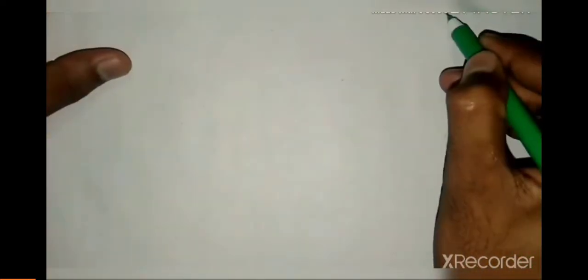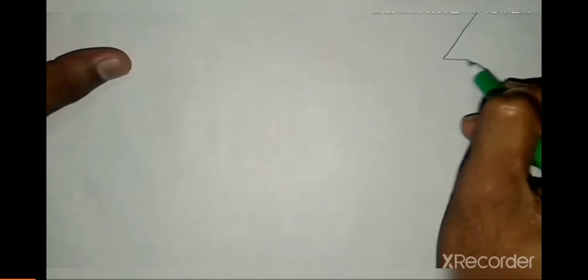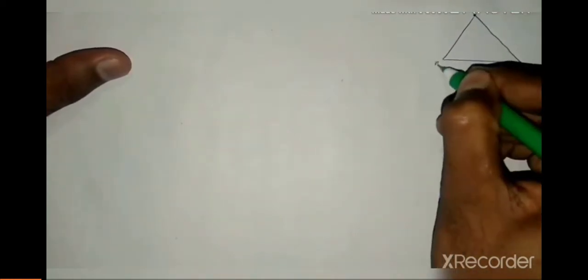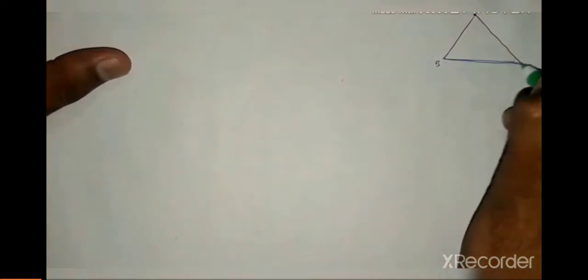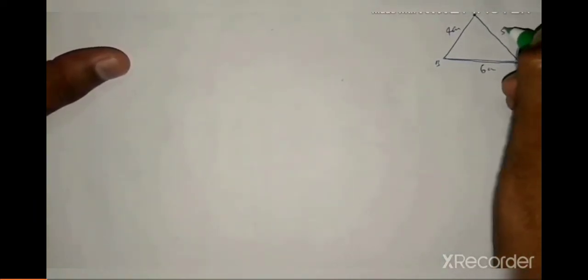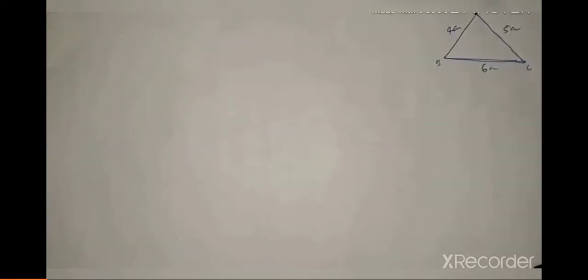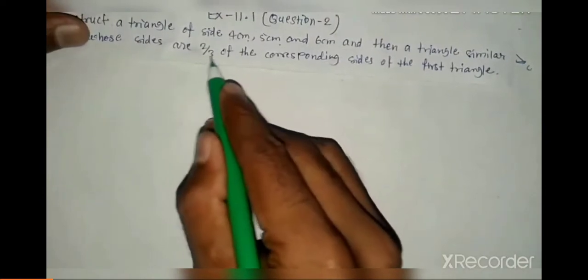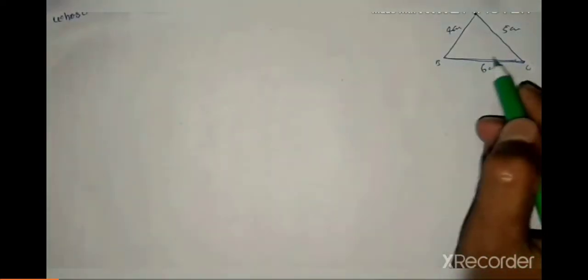We learned this in class 10, chapter 6, triangles. Now we are going to construct how. So now you know ABC is a triangle. How many centimeters? 4, 5, 6. Then 6 centimeter is the base, and 5 centimeter and 4 centimeters are the other sides of the triangle. Now after this we have to construct the 2/3 triangle.